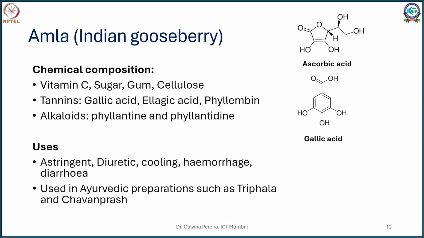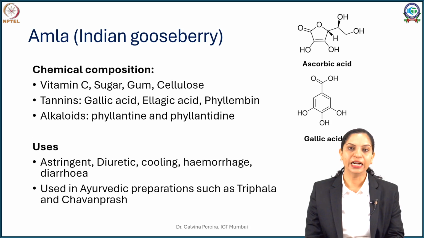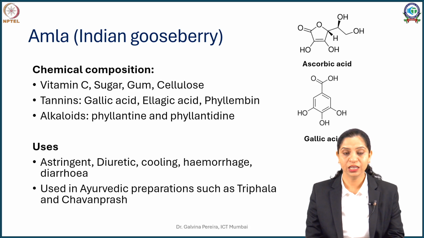So chemically, amla is a very rich source of vitamin C. It is said that amla contains almost 160 times vitamin C as compared to apples. By weight, it contains more than 30 to 40% sugars, about 14% gum and cellulosic, that is a good source of fiber. In terms of tannin content, it contains chiefly gallic acid.